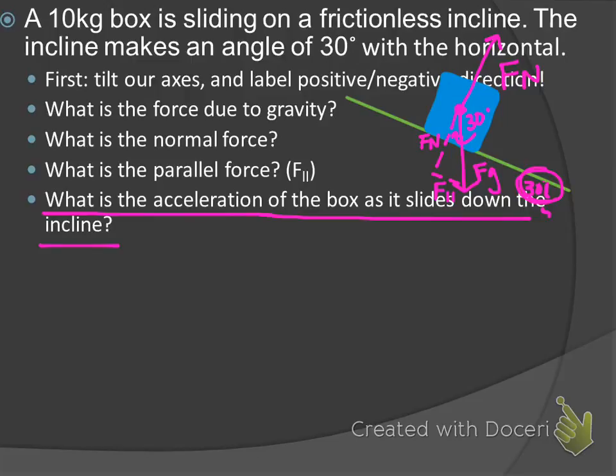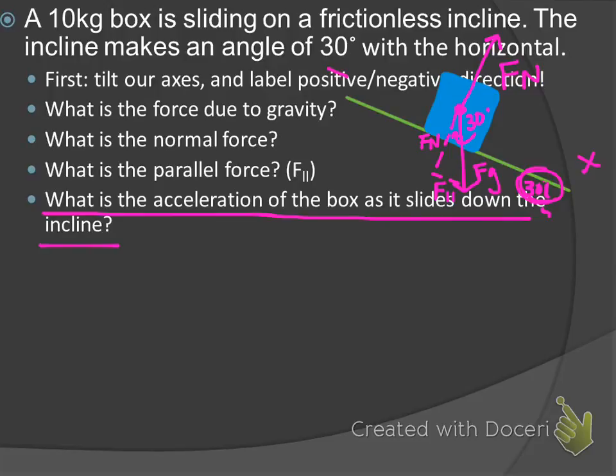So there's a couple things that we want to look at. Our overall goal is to find the acceleration. Do you think we're looking at horizontal acceleration or vertical acceleration? Horizontal, right? Because we've shifted our axes to understand this is the positive direction and this is the negative direction. Why would we choose the positive direction to be down the incline?